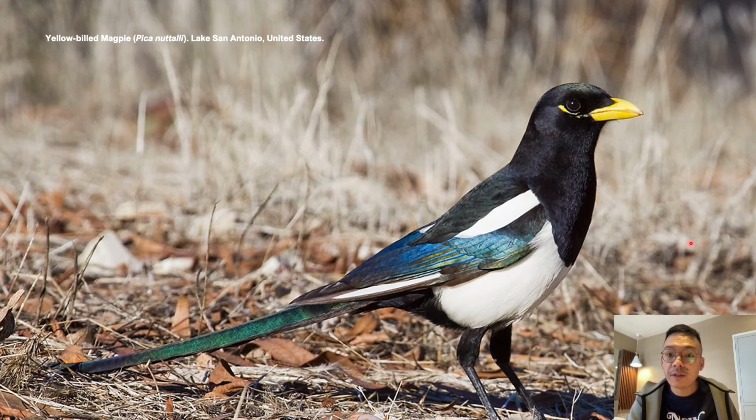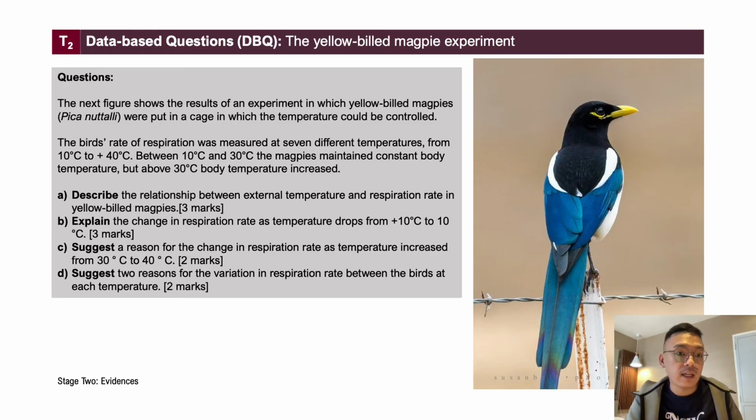And for our next DBQ, this is the yellow-billed magpie, a naturally large bird restricted to states in California. The next figure will show us an experiment with the Spica nutali that are put in a cage, and the temperatures are being controlled. The rate of respiration was measured at different temperatures from 10 degrees Celsius to 40 degrees Celsius, and these DBQ questions, with their corresponding marks, are being assessed.